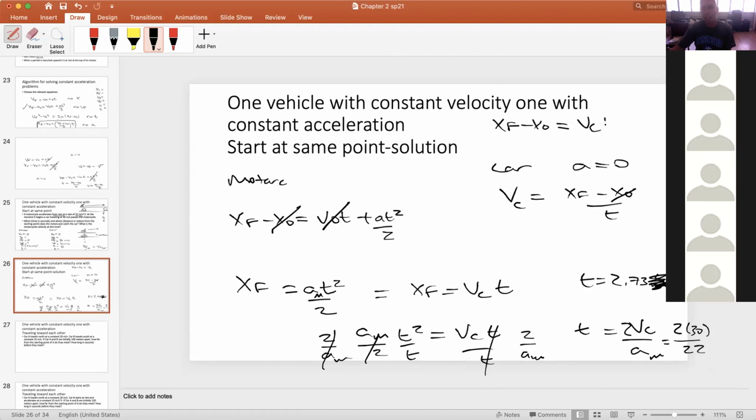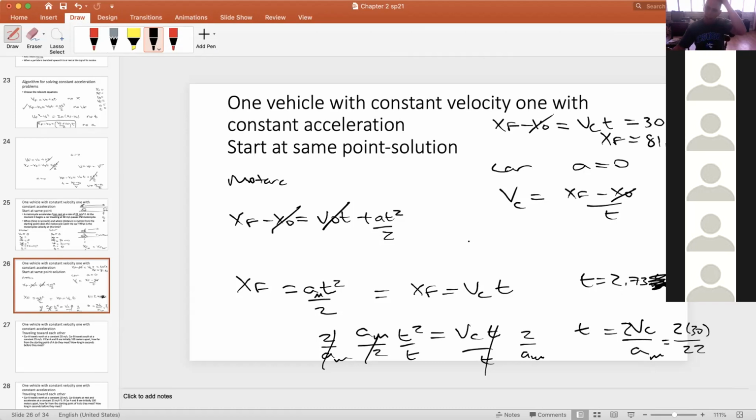I can do this for the car, but since they're the same, we can just plug it in. This was 30 times 2.73. So they met at the point 81.8 meters away from where they started, and a time of 2.73 seconds.